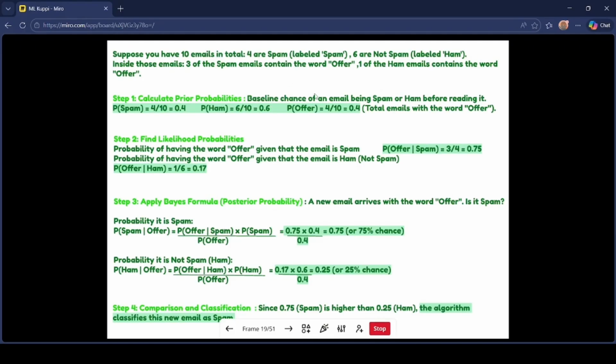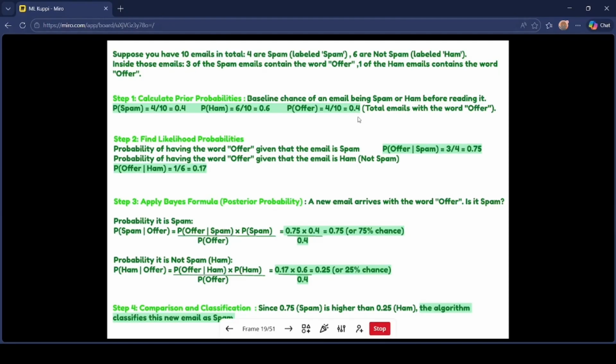This is the baseline chance of an email being spam or ham before we read it. The probability of an email being spam is 4 out of 10 because we have 4 spam emails, a total of 10. And the probability of an email being not spam is 6 out of 10, 0.6. And we are also going to calculate the probability of the feature occurring, that is the probability of having the word offer, the total number of emails with the word offer. We have 4 emails that have this word offer, so therefore we have the probability of 0.4.